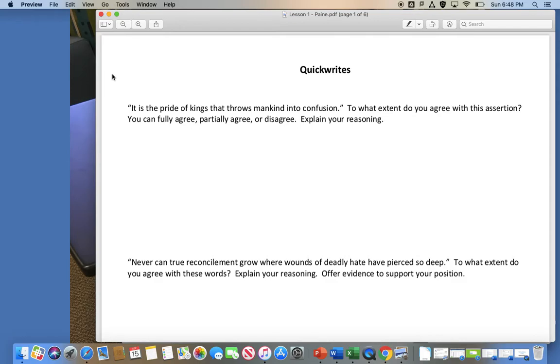The second says, "Never can true reconcilement grow where wounds of deadly hate have pierced so deep." To what extent do you agree with these words? Explain your reasoning and offer evidence to support your position.